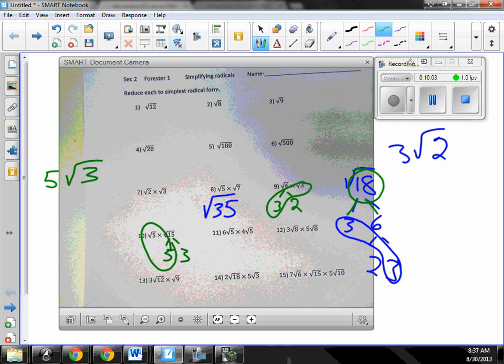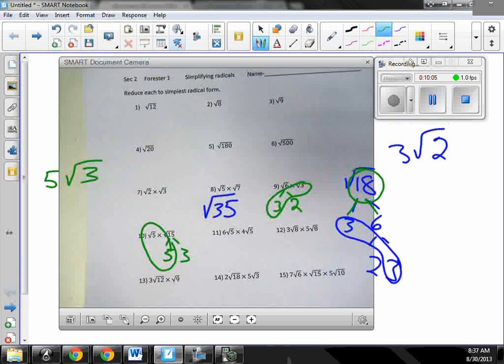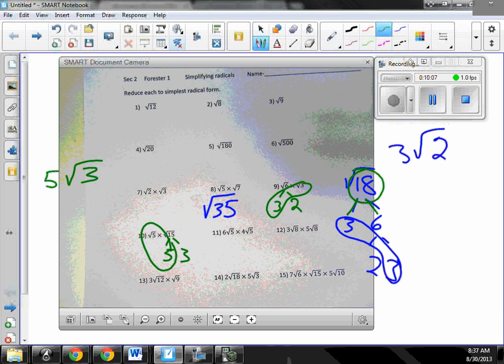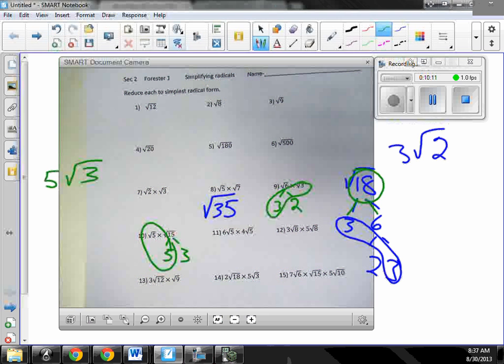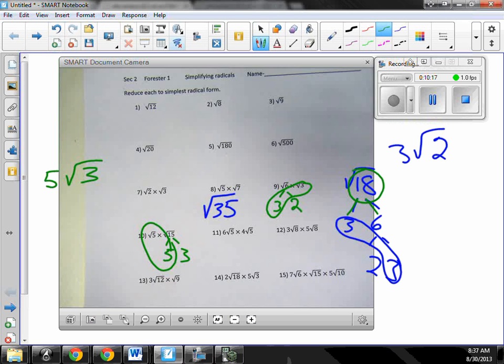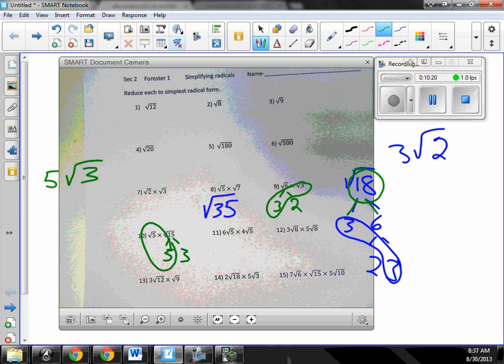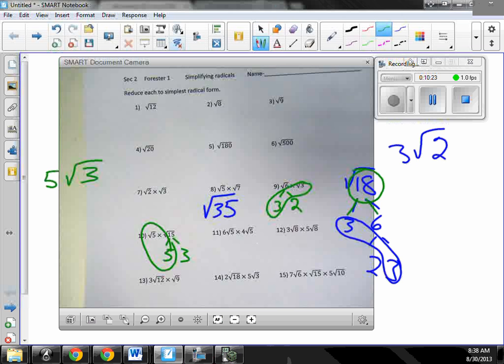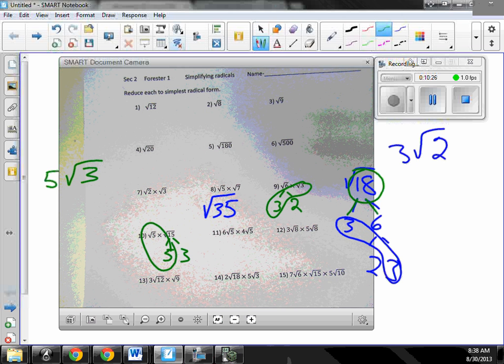Okay, so when you say numbers, I see 4 different numbers. What do I do with the ones outside? What do I do with the ones inside? If you added them, then it would be nothing. But we're multiplying. So you multiply the outside numbers and you multiply the inside numbers.